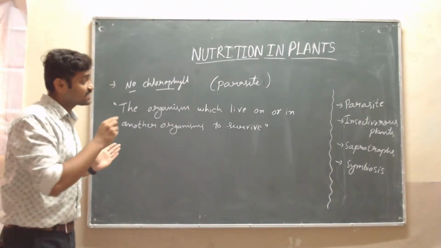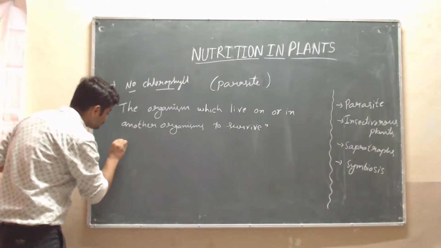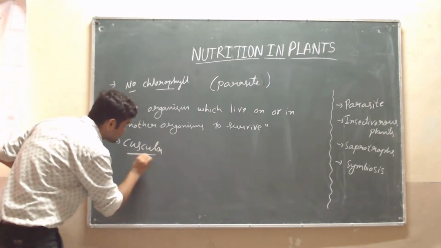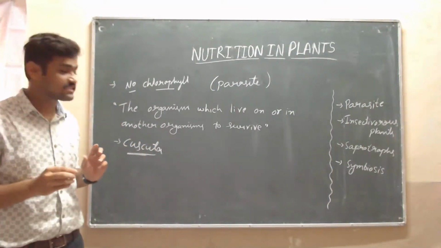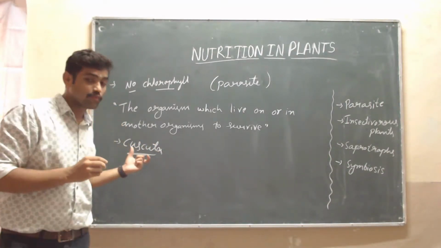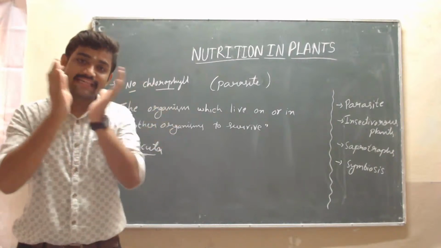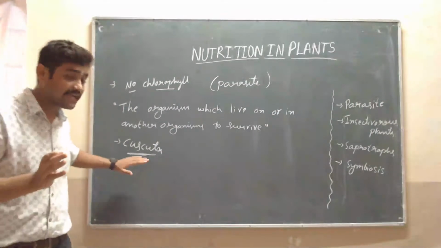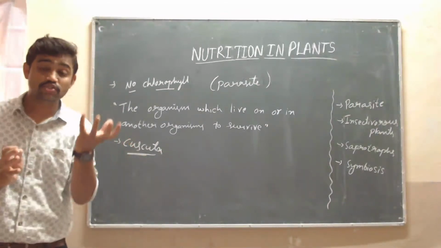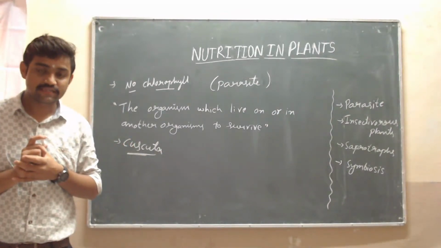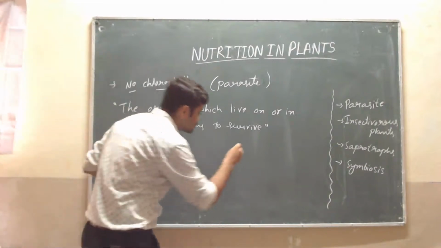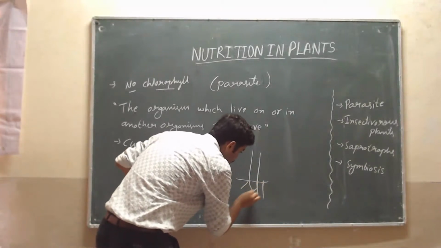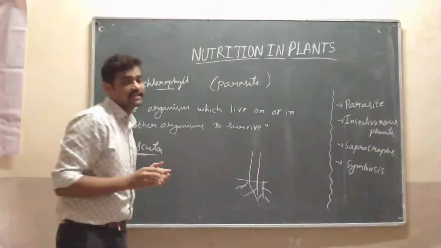An example for a parasite is cuscuta. See how it grows: it depends on the other organism or other plant. It is actually dead, but it depends on the other plant. How? Let's see, I will explain here. Suppose this is a plant which is autotrophic in nature.